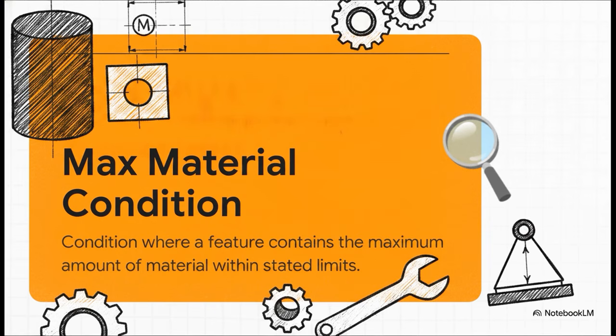So what is it? Well, MMC is exactly what it sounds like. It's the state where a feature contains the absolute maximum amount of physical material while still staying within its stated size limits. So if you're making a hole, MMC is the smallest allowable hole diameter.